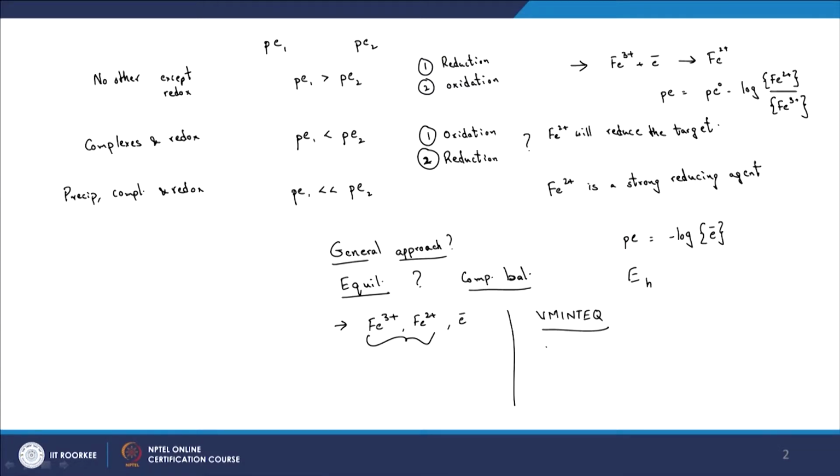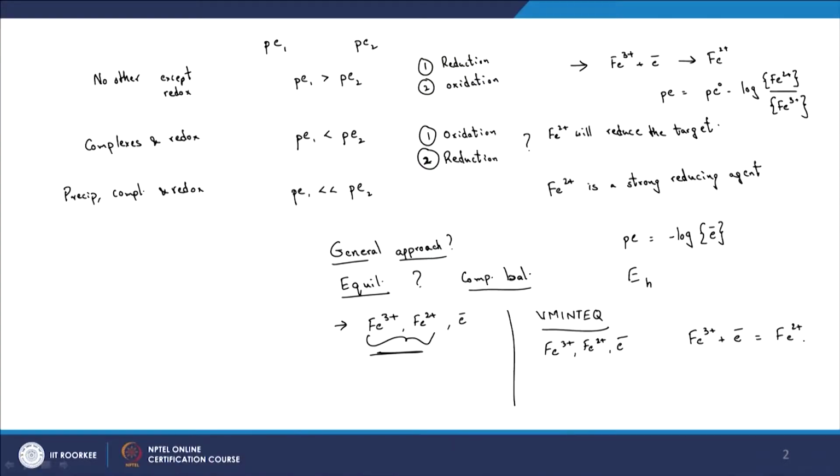So Visual MINTEQ will choose Fe3+, Fe2+, and the electron as components. But something I haven't mentioned here is the issue that if this is written as it is, with such formation equations, you can form one of your components from the other two components, which hits at one of the fundamental aspects of our component balance equations.